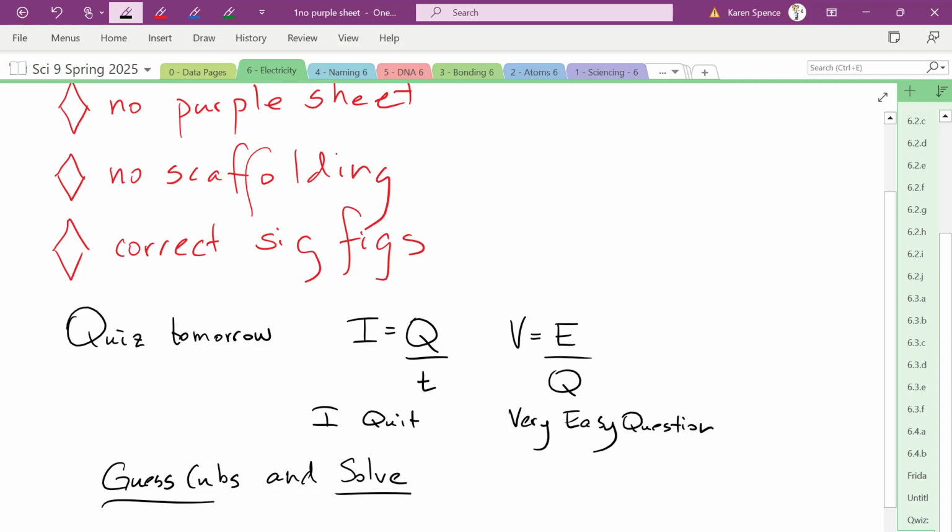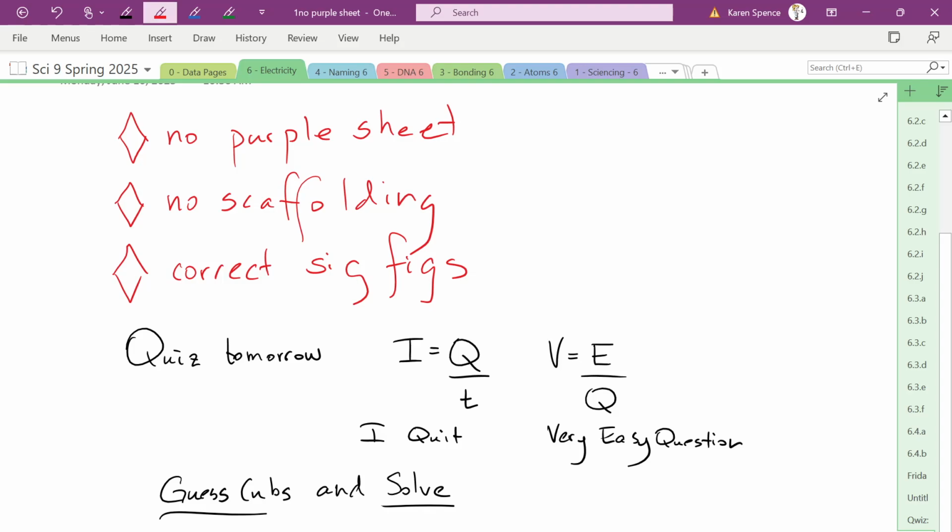Both questions will involve GUESS cubs and solve. So it's basically going to be two questions. One of them is going to be I equals Q over T. One of them is going to be V equals E over Q. Involve GUESS cubs and solve.